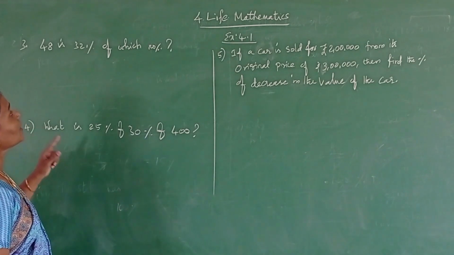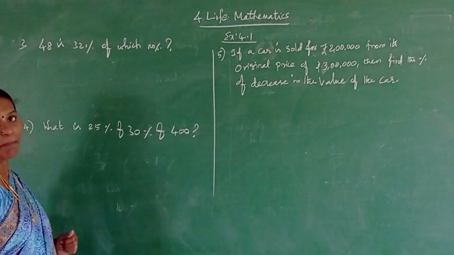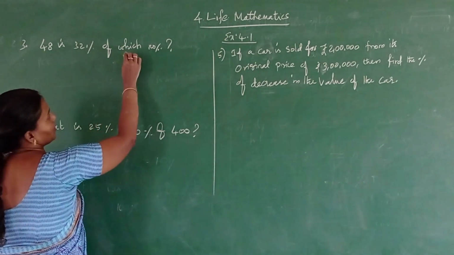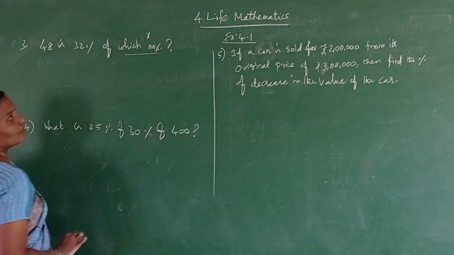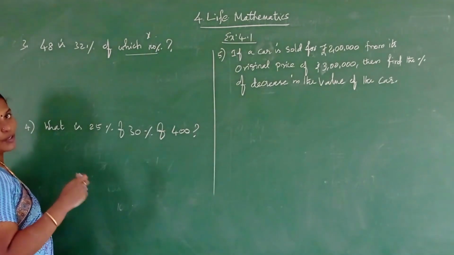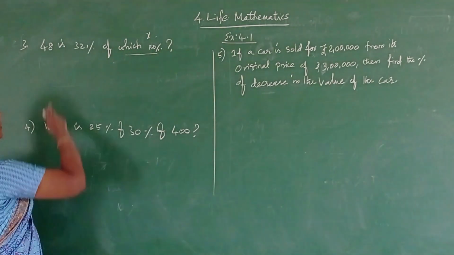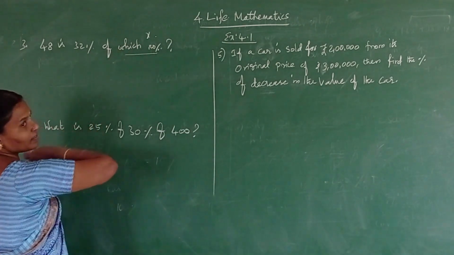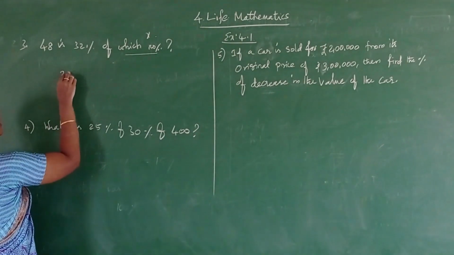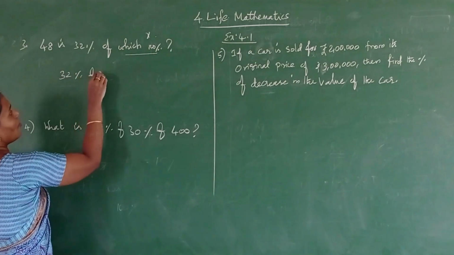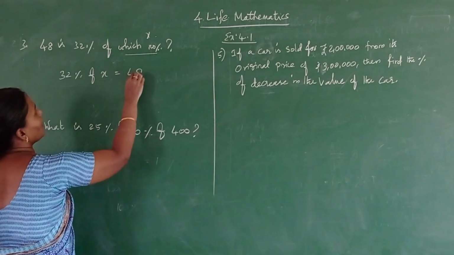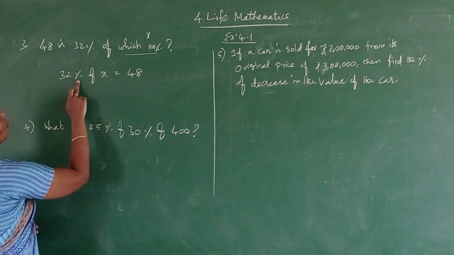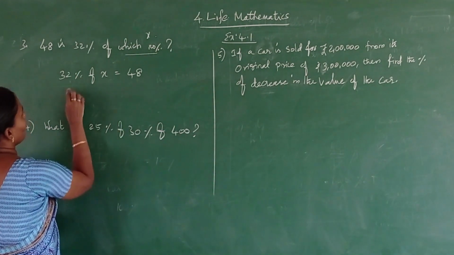Listen children, the third sum. 48 is 32% of which number? Okay, so we consider the unknown as x. Which number? That one you consider x. So how do you write here? 48 is 32% of x, isn't it? So 32% of x is equal to 48. Am I correct, children? Yes. Okay, so 32% of x is equal to 48.